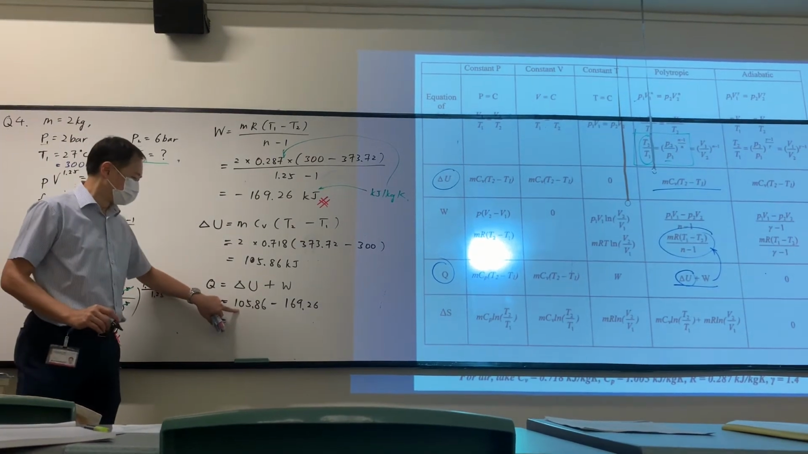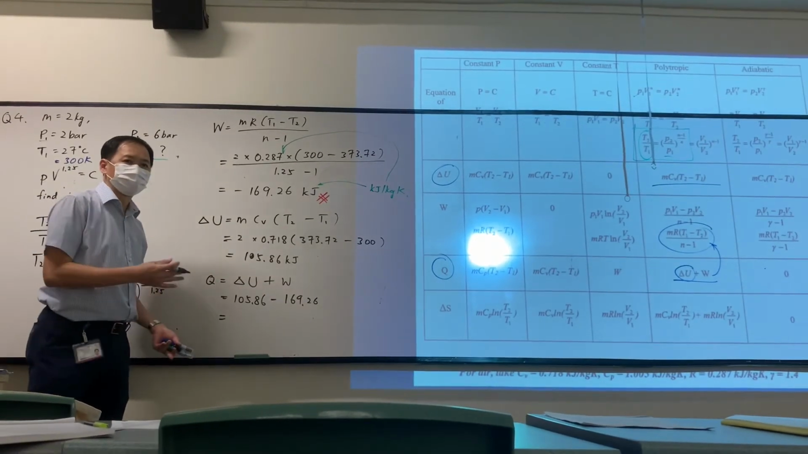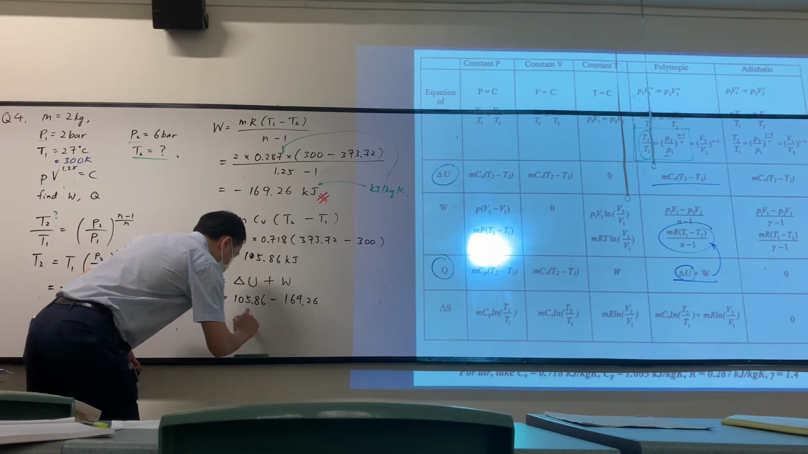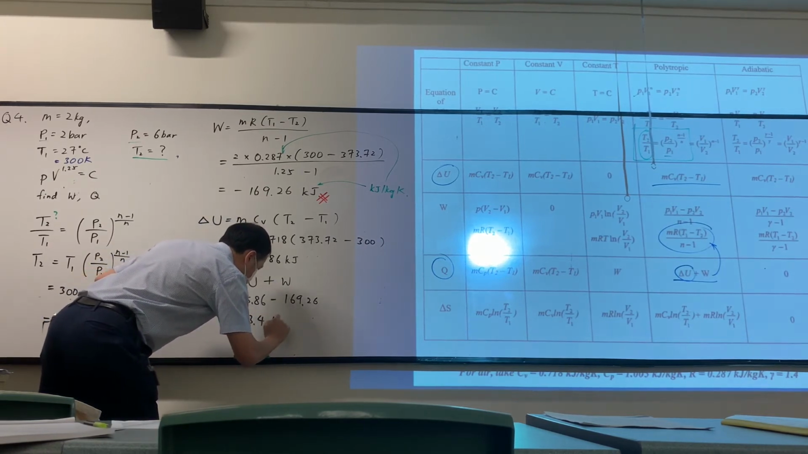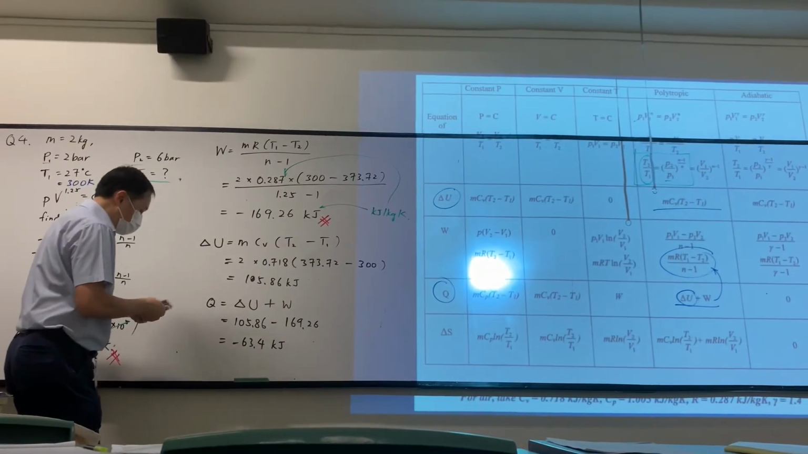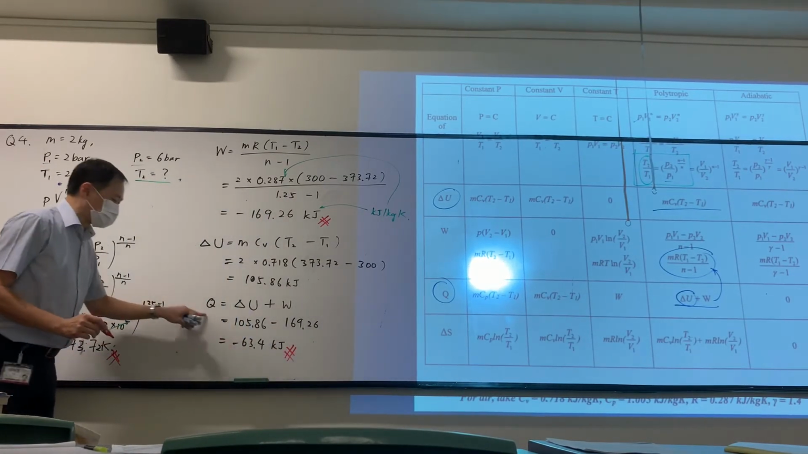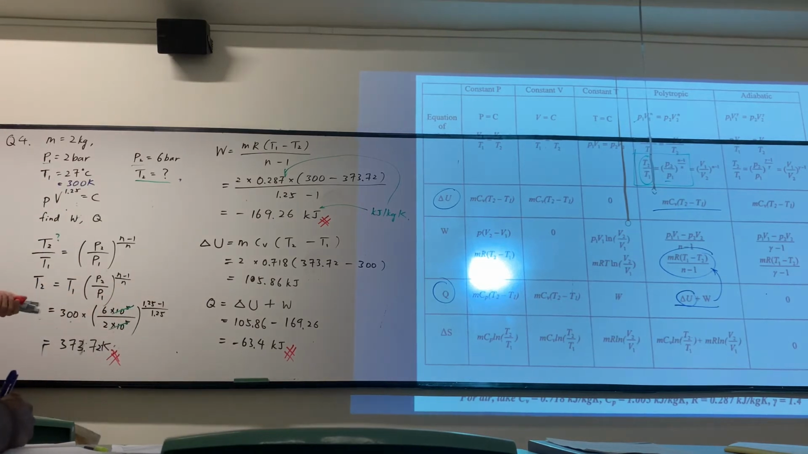This one positive, this one negative, so add them together. How much is it? 63.4 kilojoule, a negative figure. So this is a negative heat transfer, which means it's a heat loss process.